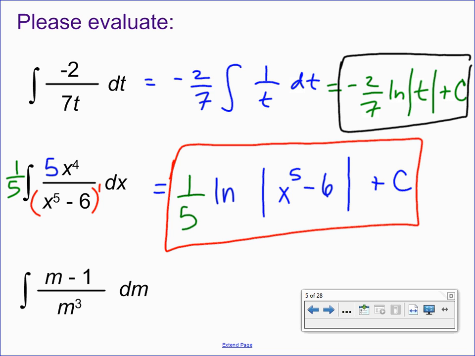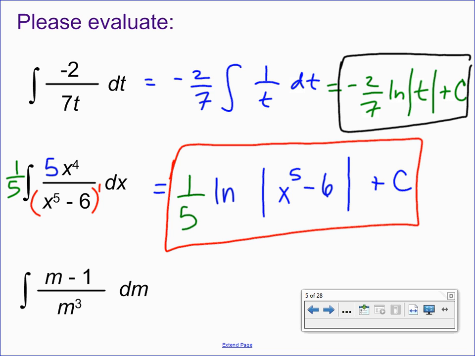Is the last one a candidate for natural log? No. How come, Jake? There's no quantity in the bottom that's raised to the first power. Even if it had just been m on bottom, we could consider it a candidate for natural log, but that m cubed to the third power is never going to be a candidate for natural log unless it was part of a quantity where the derivative of the bottom existed on top.